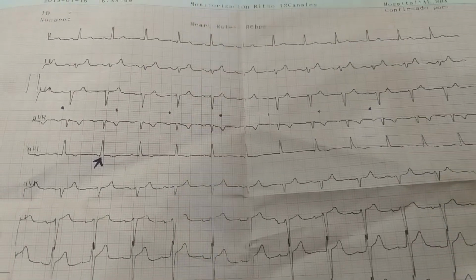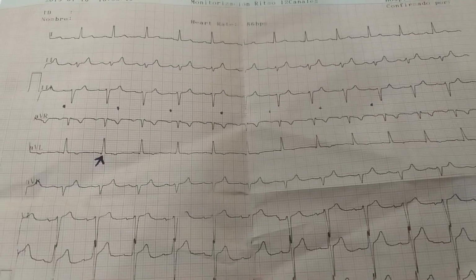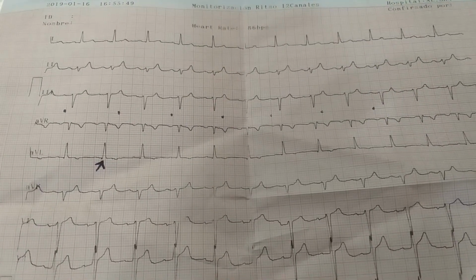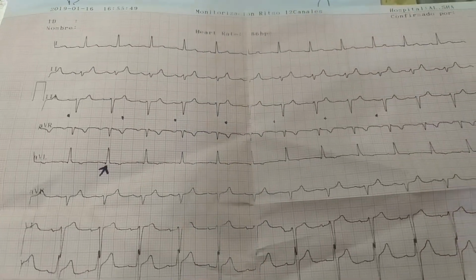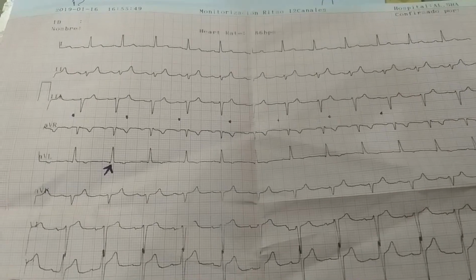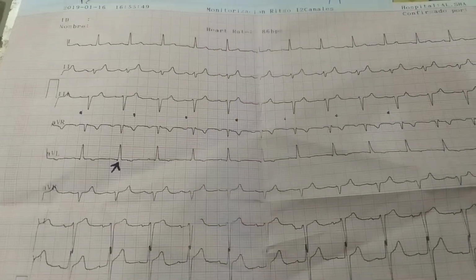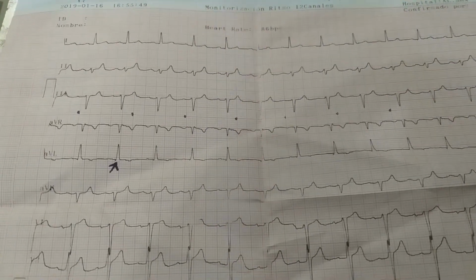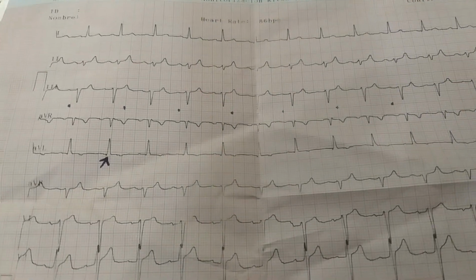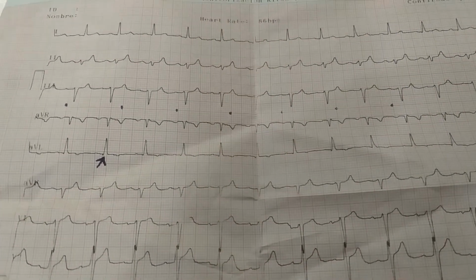There are two things that are fixed. 6 seconds is a fixed digit. When we multiply with 10, 10 is the fixed digit. The only thing which will keep on varying is the number of R waves, which can be 9, which can be 7, which can be 10, which can be 15, which can be 2, which can be 3. So this is the final method of knowing the heart rate using the ECG paper.